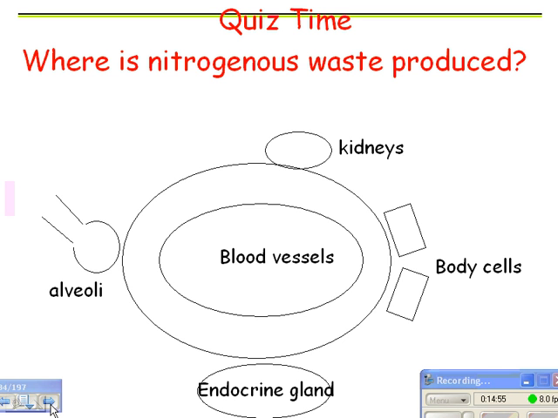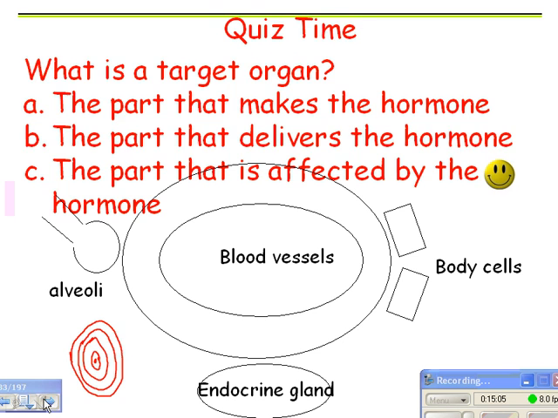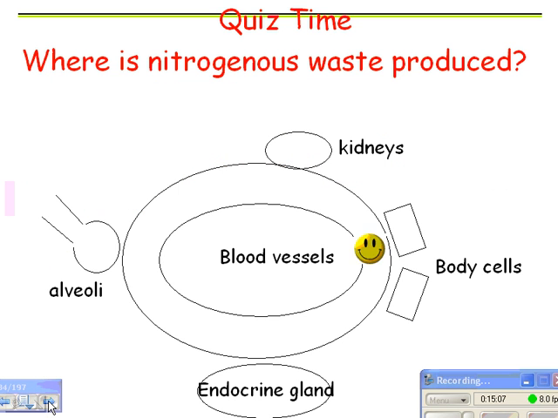Where is nitrogenous waste produced? Notice I added kidneys too before you yell at me. Come on! Where is the nitrogenous waste produced? Careful here. Definitely in the cells. Very good. Oh, shoot. Good. You asked for kidneys to trip. Yeah.